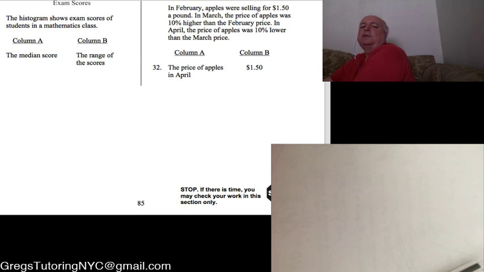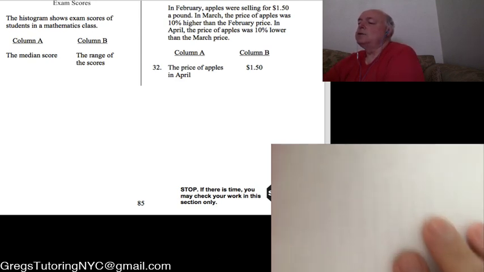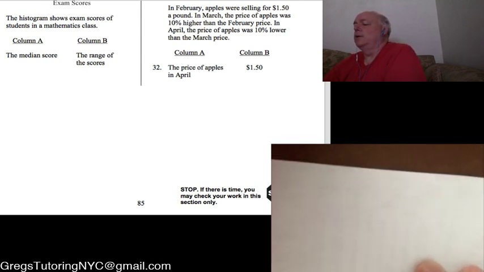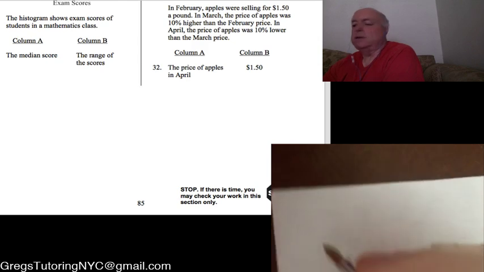So basically what seems to be happening is we have apples that started at $1.50, and they're trying to see if they end up back at $1.50 because they went up 10% and down 10%. All right? So a lot of kids are going to say, yeah, it went up 10%, down 10%, and they're equal. So you guys at this point should know that they're not equal. So let's set this up.